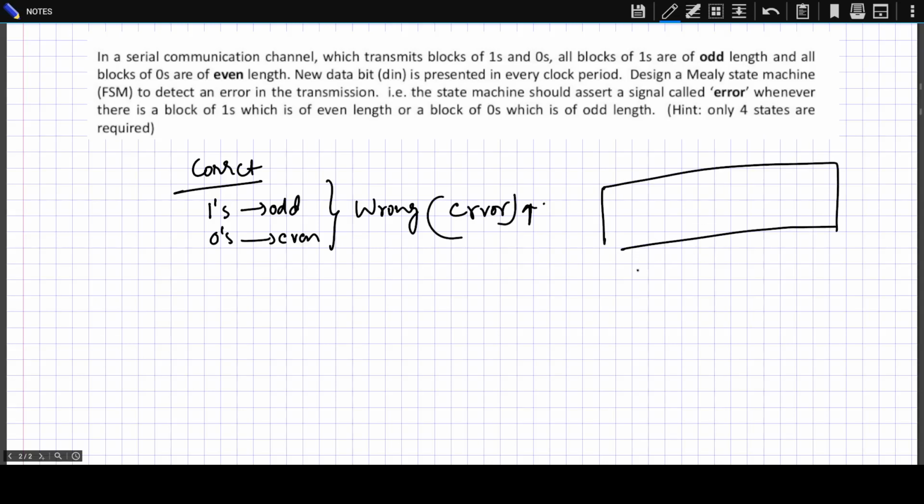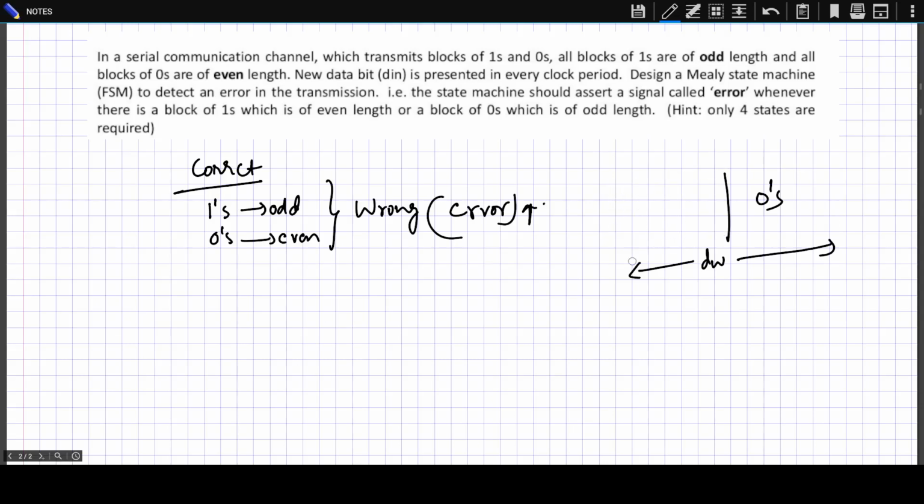Now we are getting blocks of data. The data bit is not specified, and we don't need that. So we are transmitting blocks of zeros and blocks of ones of certain length. We need to build an FSM which detects whether there is an odd number of zeros or even number of zeros, and whether the blocks of ones are of odd length or even length, and then assert the error signal accordingly.